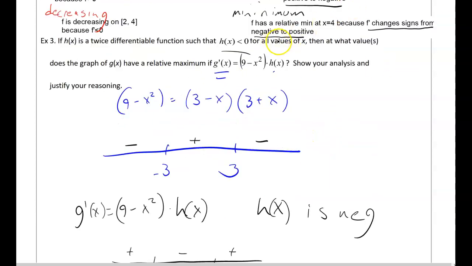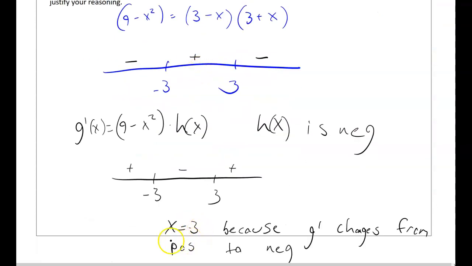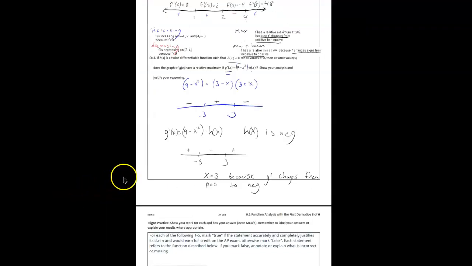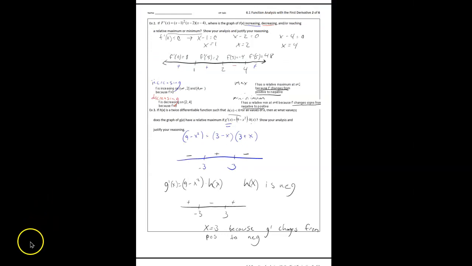And then we want to know at what values does g of x have a relative maximum. That value is, of course, -3, because we have g prime changing from positive to negative at that value. Okay, so this is obviously the hardest example, what we're building towards here with these sign charts.